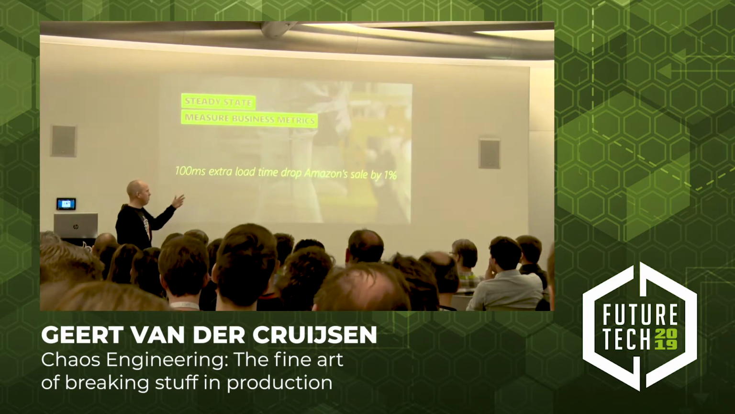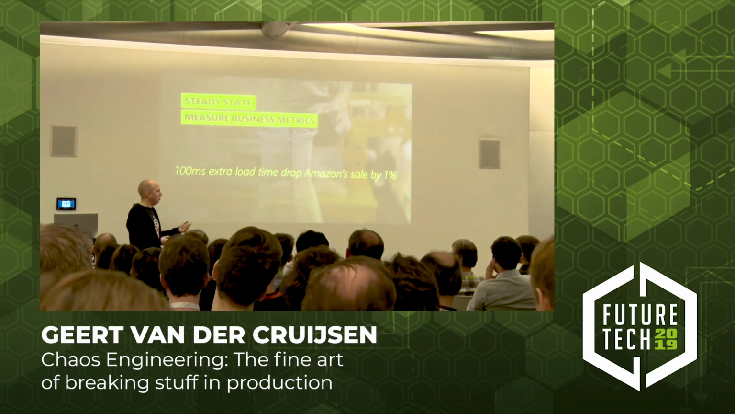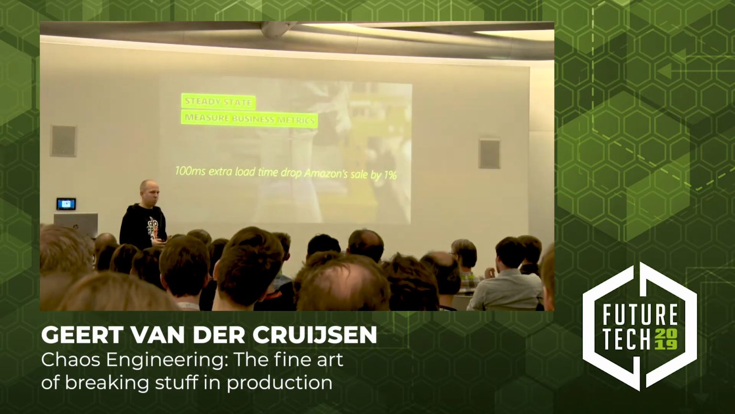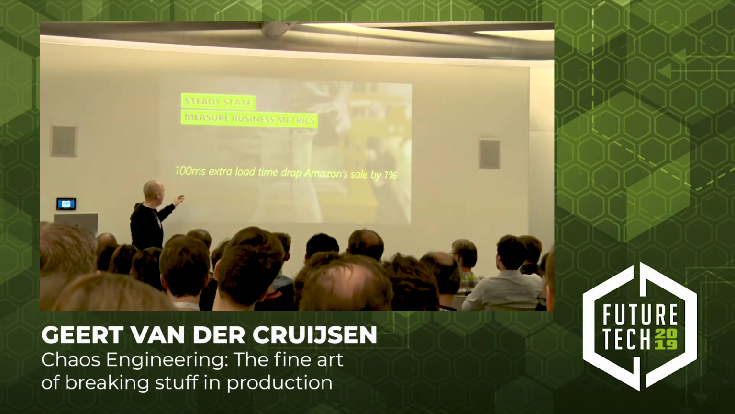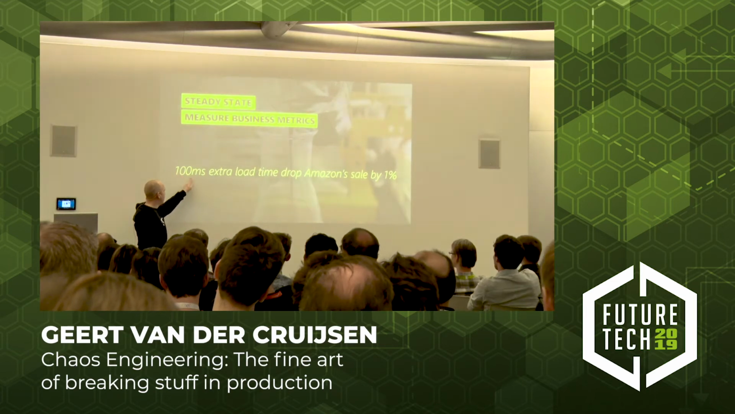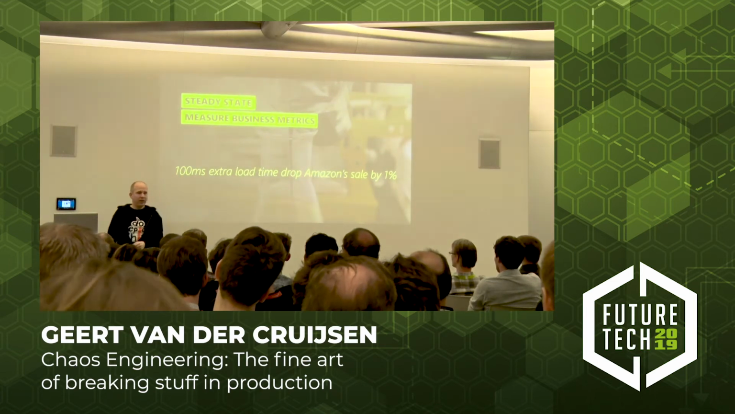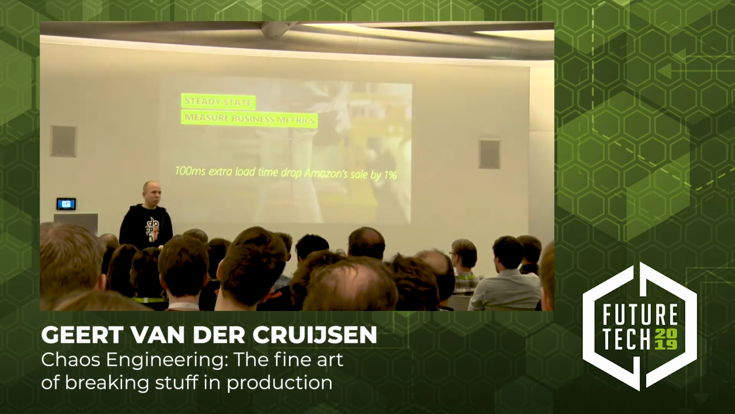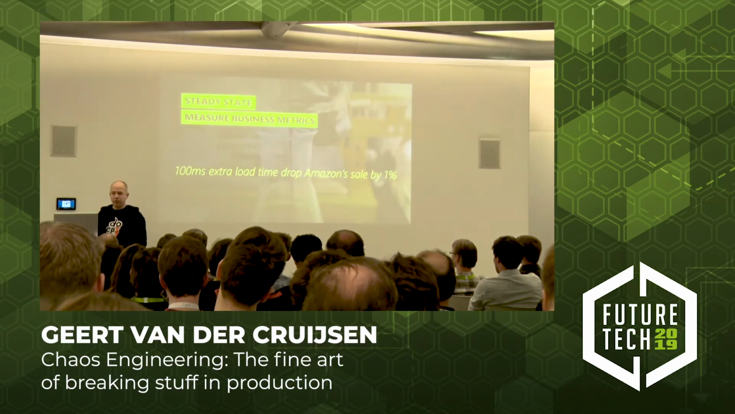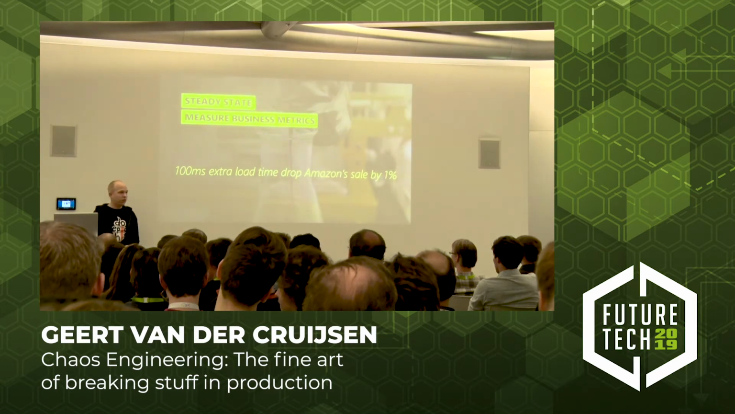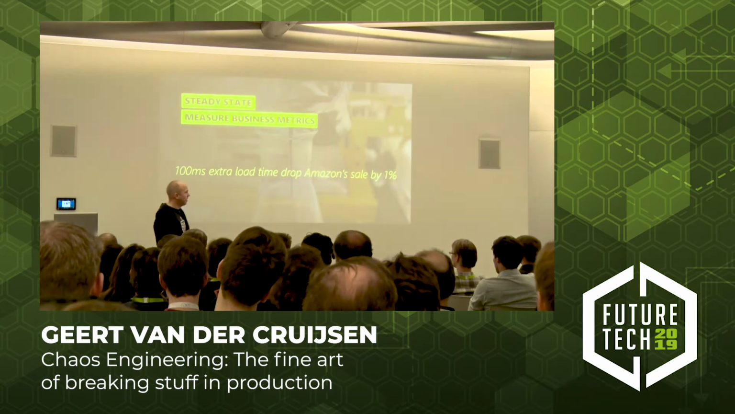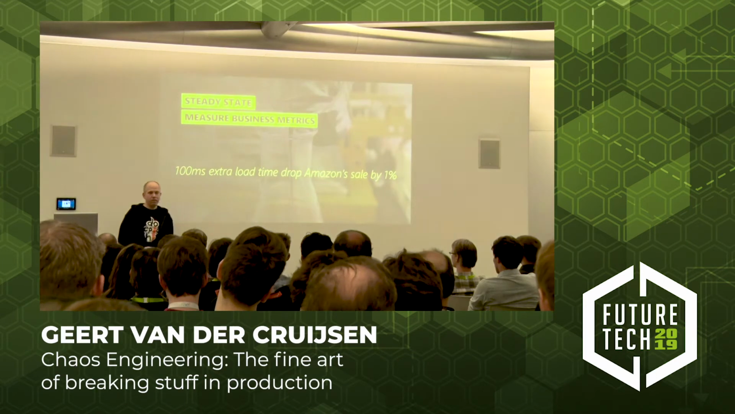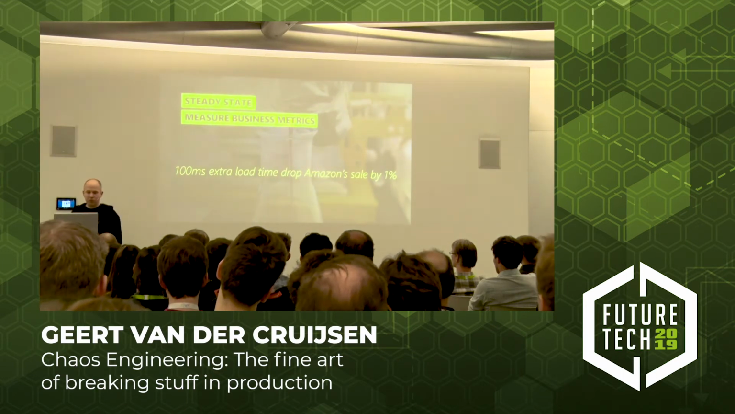If you look at Amazon, for example, it's always a good example because they always have high numbers. They did some tests, and when they increased load time on their website by 100 milliseconds, they actually lost 1% of sales. And if you know how much sales Amazon does a year, that's quite a lot. That's actually billions.